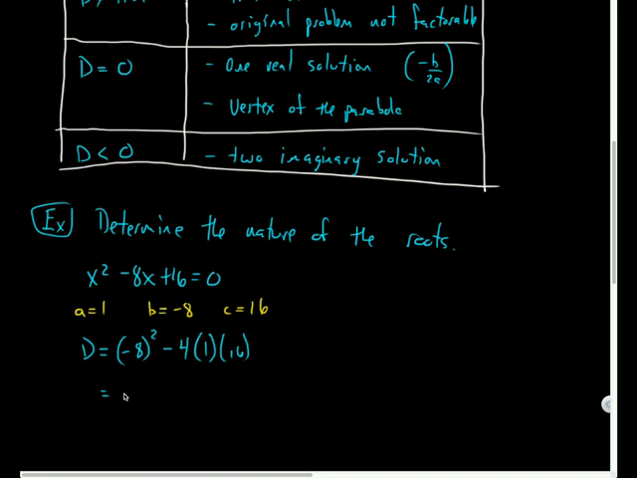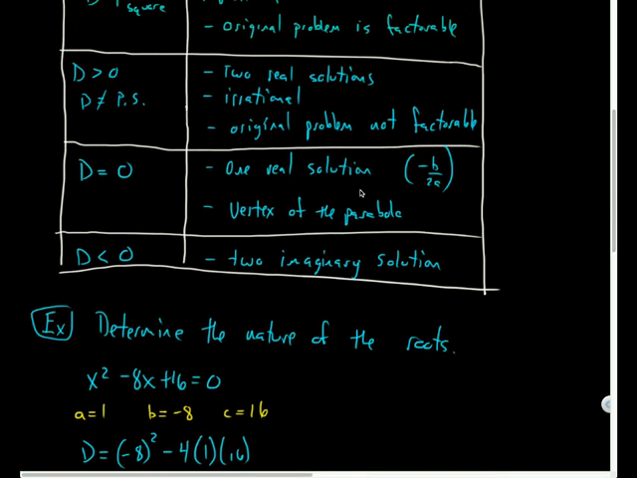So negative 8 all squared is positive 64. 4 times 1 is 4, times 16 is 64. And I get D equals 0. So what does that tell us? It tells us we have one real solution. Right? And actually, in this case, I guess we could kind of pretend 0 is a perfect square, but the problem is factorable as well. I guess I could say that here.